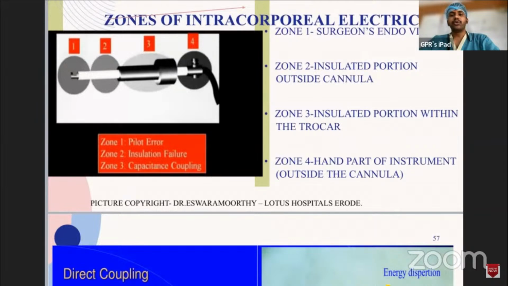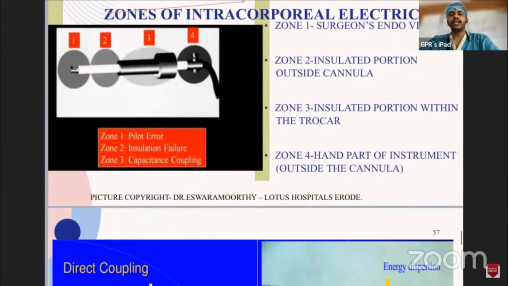And second, it could be in the portion outside the cannula but within the instrument, maybe because of insulation failure. And third could be because of insulation failure within the trocar, also called a trocar injury, also called capacitive coupling. And last but not least, the handle of the instrument getting an electric burn because of improper electrocautery setup.